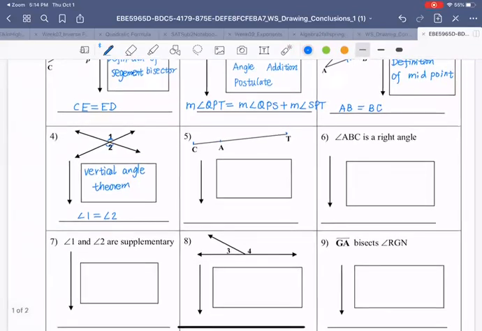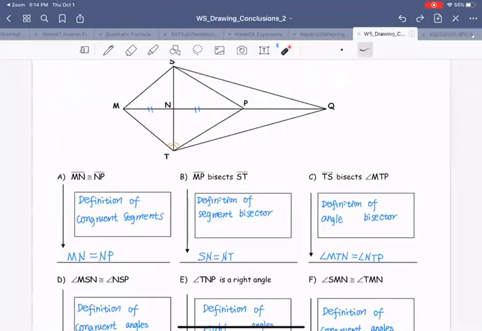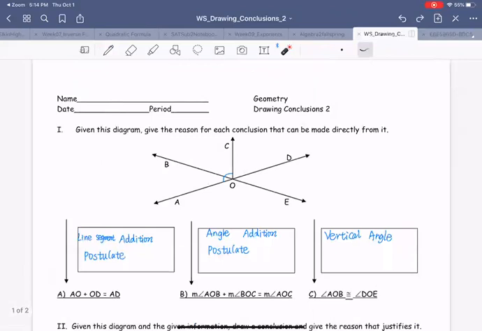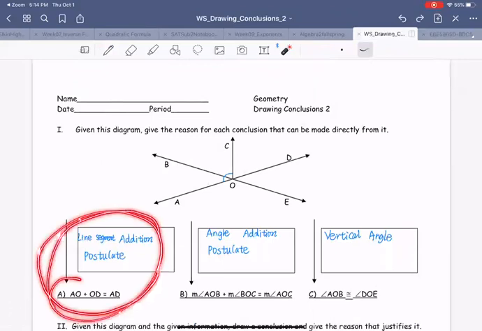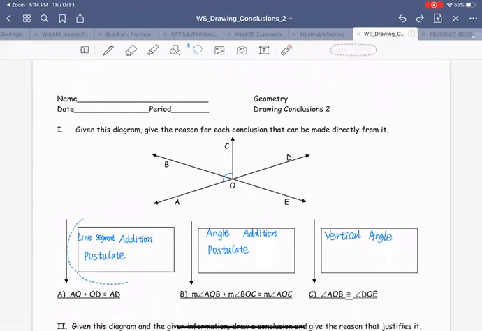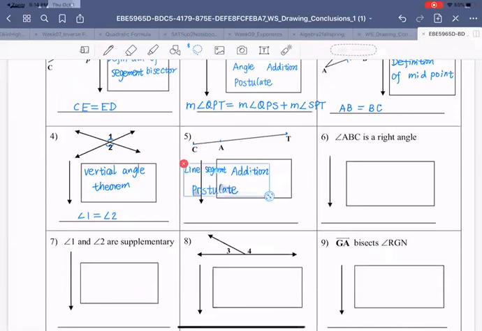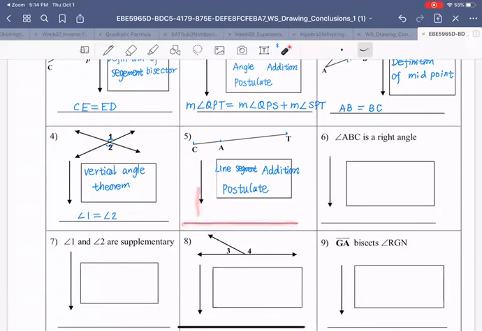CA, remember? We did it over here. Remember we did this one over here? The definition, yeah. This said line segment addition postulate, right? Yeah, that's what I said. And what's the conclusion? You want to write down something over here. Line CT is equal to CA plus AT. Yes. That's it.